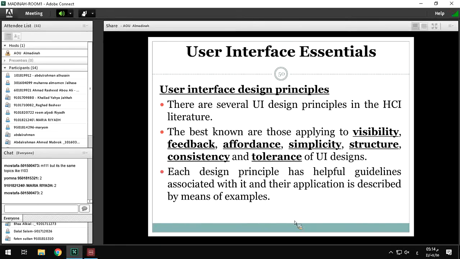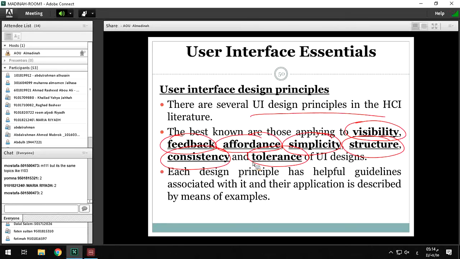There are several principles in designing the user interface. Some of the best known principles are visibility, feedback, affordance, simplicity, structure, consistency and tolerance. You may get this question in the exam: list 5 user interface design principles. So you need to write visibility, feedback, affordance, simplicity, tolerance, consistency, structure. Fine. So now we will explain one by one.